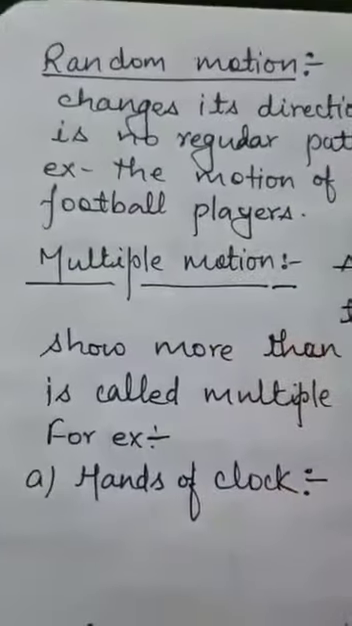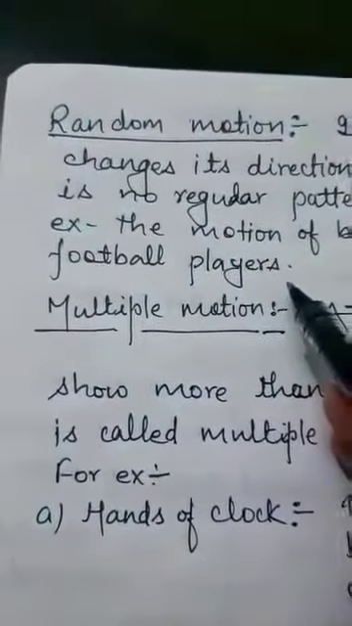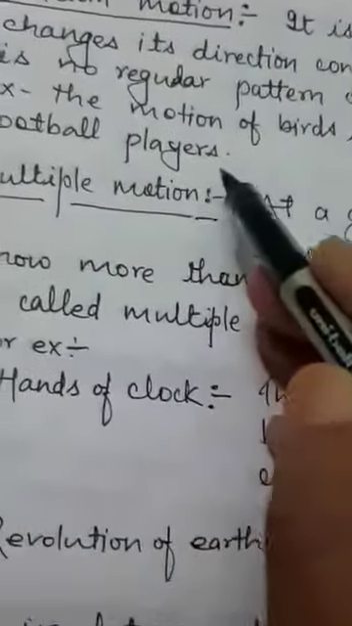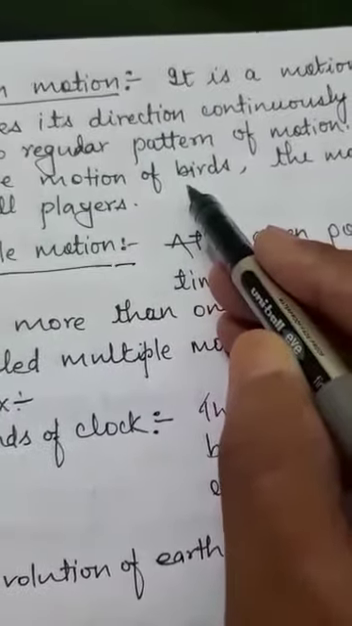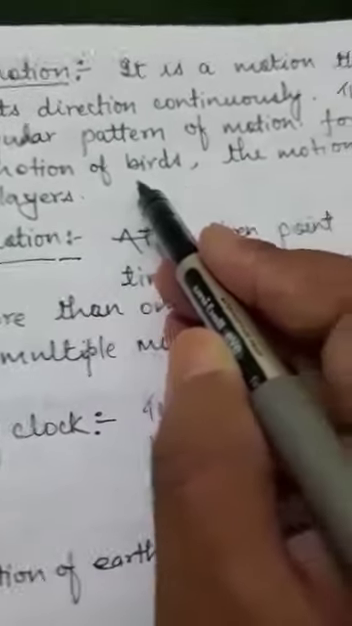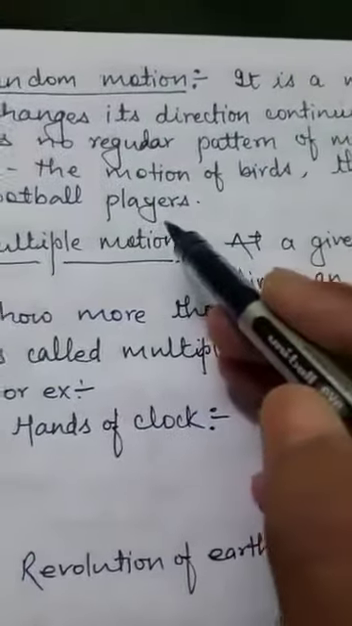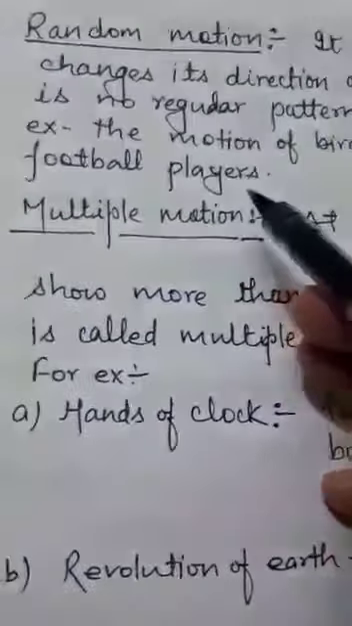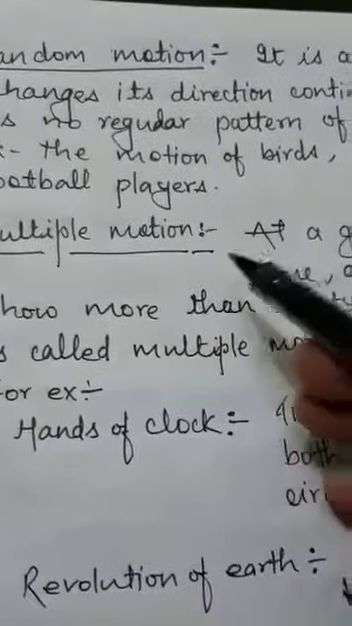For example, the motion of birds, and the motion of football players. The motion of bird is random. It is moving up and down, here and there, as well as the football player is moving sometimes in north direction, sometimes in east direction according to the ball. So it is random motion.